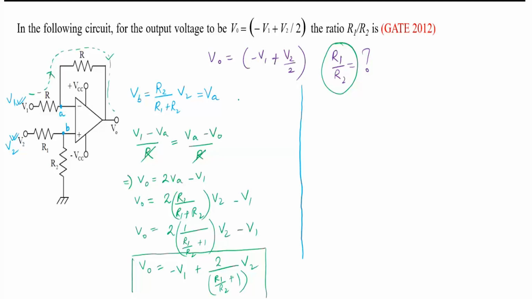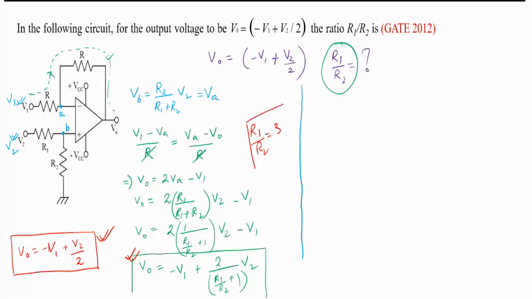Now you compare with the expression given in the question. In the question, V0 is given as minus V1 plus V2 by 2. So now you compare this equation and this equation. What is R1 by R2? 3. Very good. The answer is 3. So see, by using the concept of virtual ground, you can easily find out the answer.